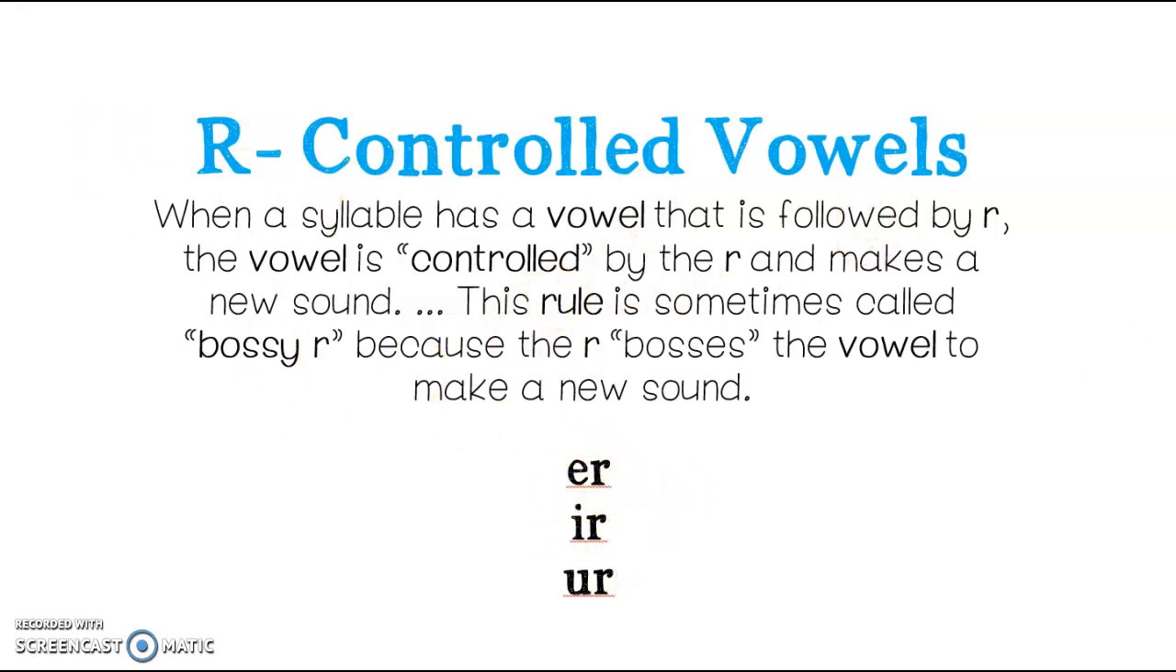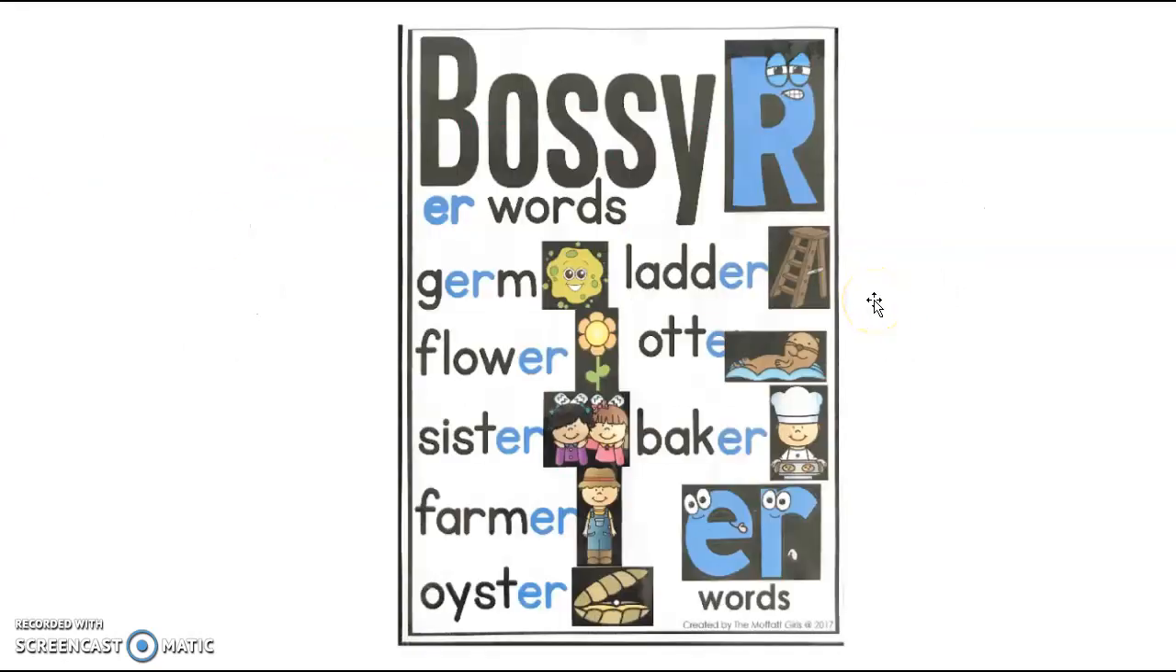So let's look at some examples of this. If we look at some ER words, we can find these examples: germ, flower, sister, farmer, oyster, ladder, otter. You can't see the ER there, but it's behind the picture of the otter. Baker. So ER says er.